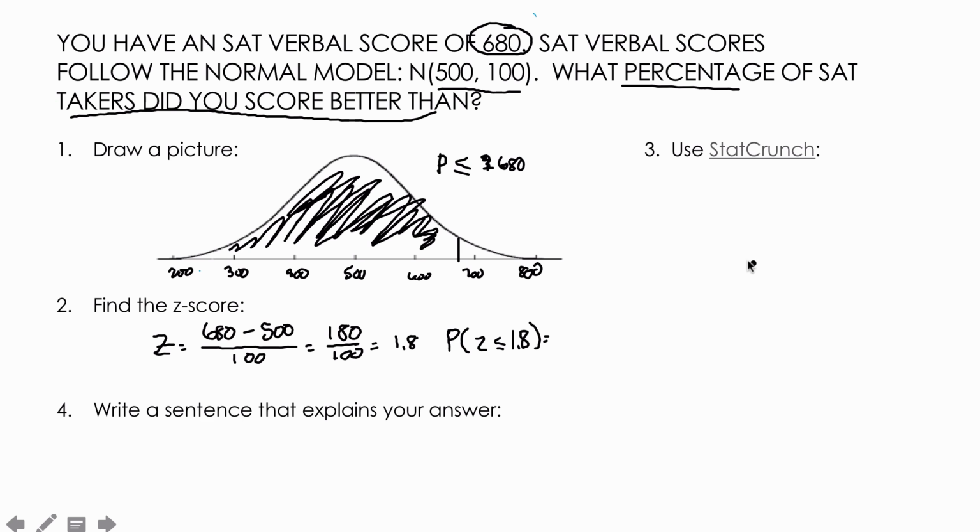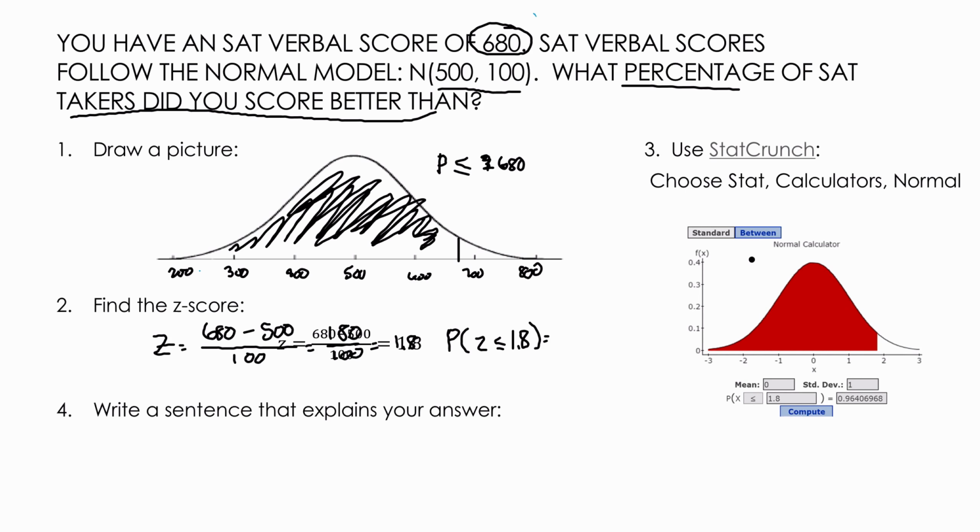Now I need to use StatCrunch to do that, and I want to show you some things before I take you over to StatCrunch. So this is what our printout is going to look like, and I just went to Stat, Calculators, Normal. I want you to notice that whenever I'm using a z-score, I am going to use 1.8, which is my z-score here, and notice my mean is 0 and my standard deviation is 1. So that's always going to be the case when we're dealing with a z-score. And notice I've entered in 0 and 1 and 1.8, and I've made sure that this is going in the proper direction, and I find 0.964. So 0.964 is my probability.